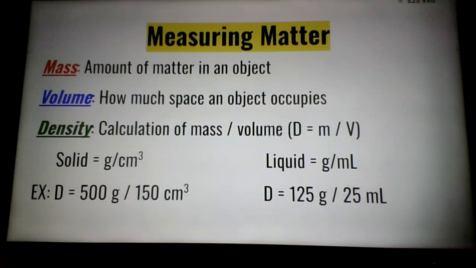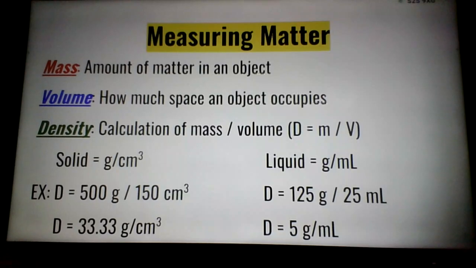Example, take the density of a 500 gram solid object that has a volume of 150 cubic centimeters. You will get approximately 33 1/3 grams per cubic centimeter. For a liquid, 125 grams of a particular liquid, and you have 25 milliliters of that liquid, you would then divide and get 5 grams per milliliter.